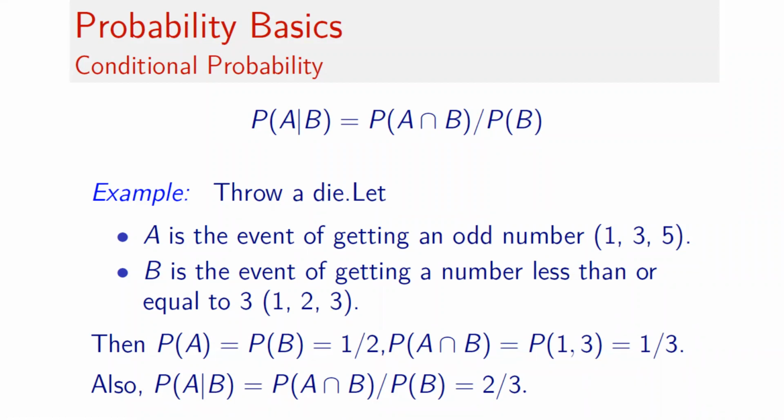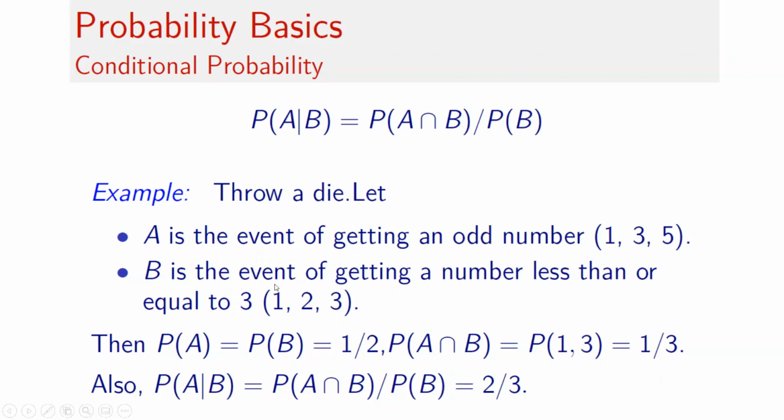So the probability of capital A and the probability of capital B are both 1/2. That is true because we have 2 events: 1/2 for event A and 1/2 for the other event B. The probability of capital A intersection capital B is just the probability of getting a 1 or 3.